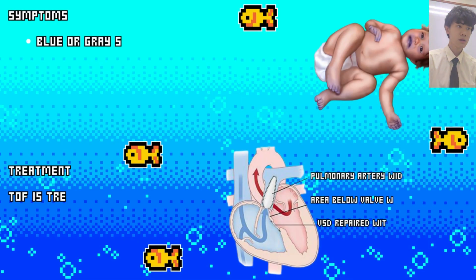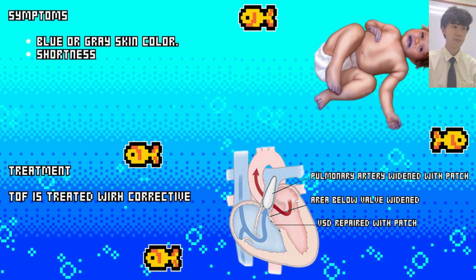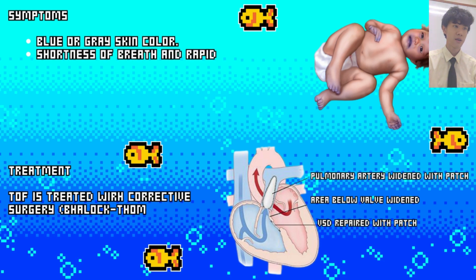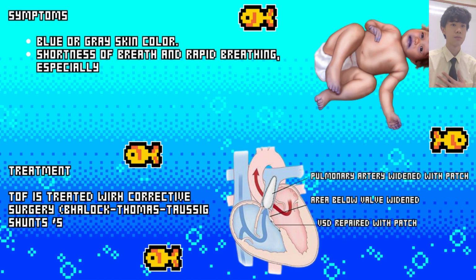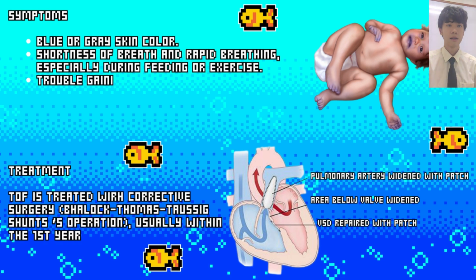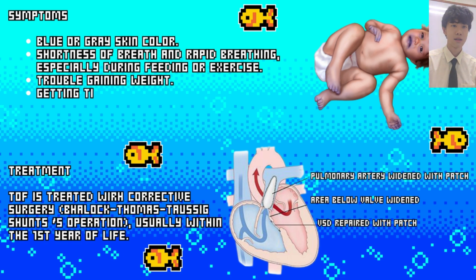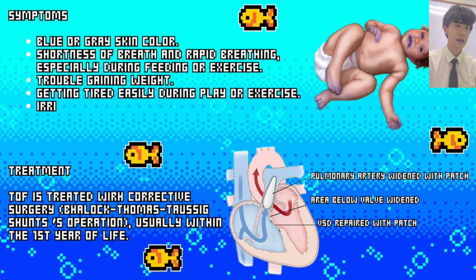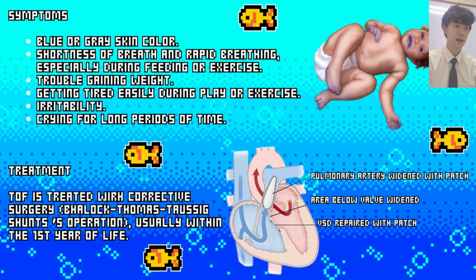So we move on to the symptoms. The baby who has TOF will have blue and or gray skin color. It's because of the lack of oxygenated blood sent to the body, as you can see in the picture, quite sad. And also shortness of breath and rapid breathing, especially during feeding or exercise, trouble gaining weight, getting tired easily during play or exercise, irritability, crying for long periods of time, and fainting.